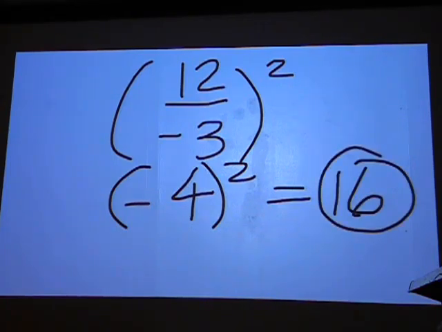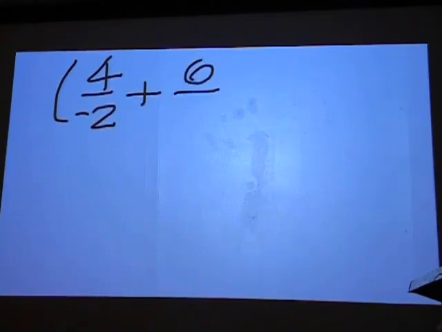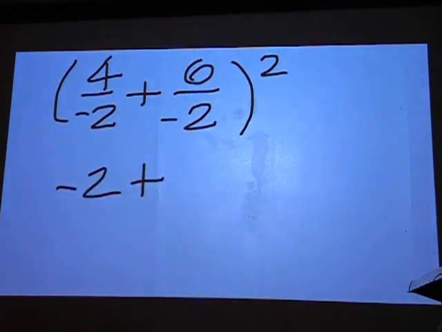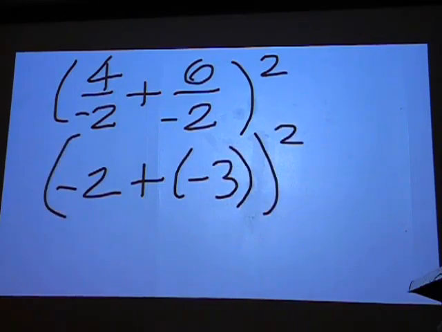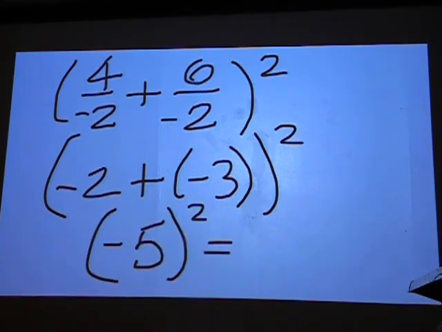Okay, you can have more than one fraction inside of a quantity squared. For example, 4 over a -2 plus 6 over a -2. And we're going to square the quantity. What's 4 over -2? -2. And what's 6 over -2? -3. And if we square the quantity, what's -2 plus a -3? We're going to square the quantity of -5 to get an answer of 25, yes.